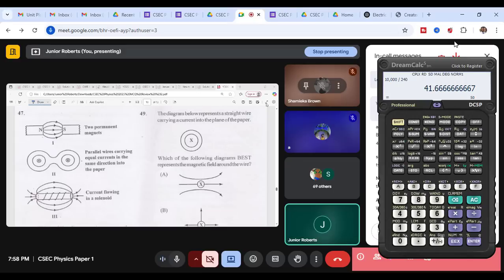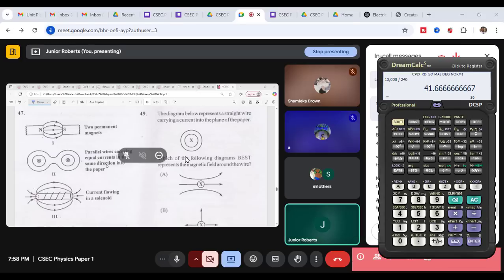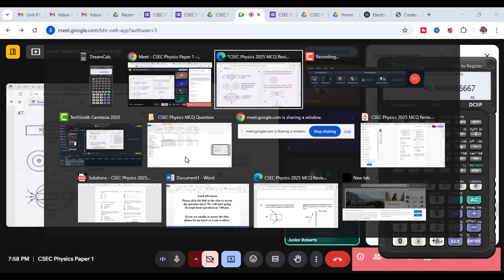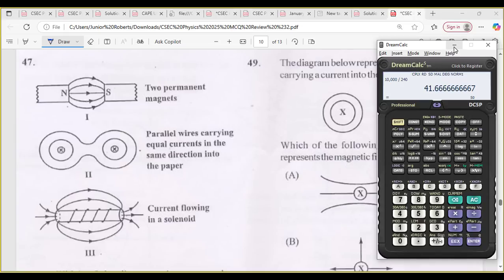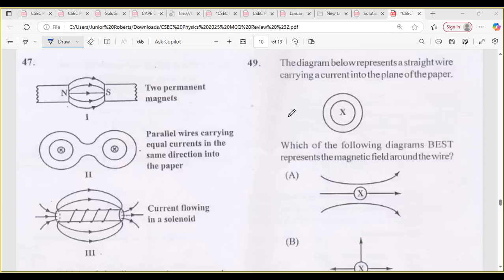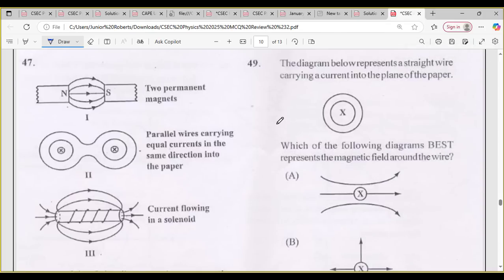Then now we have 47. Hold on a second. Just check if there is any question. All right, so for the paper, this paper is not one year's paper. It consists of multiple years. Somebody was asking another question. Can I see what it is, please?